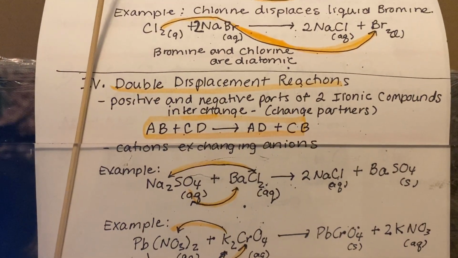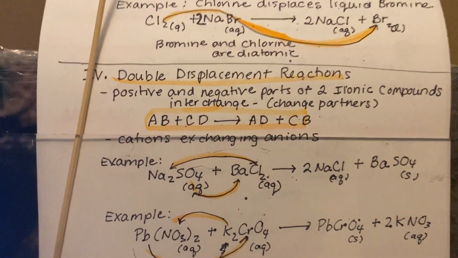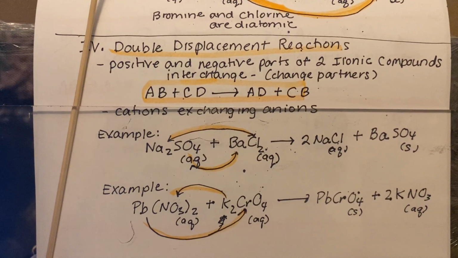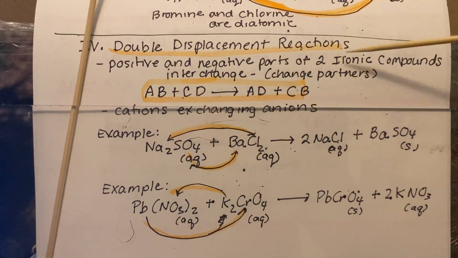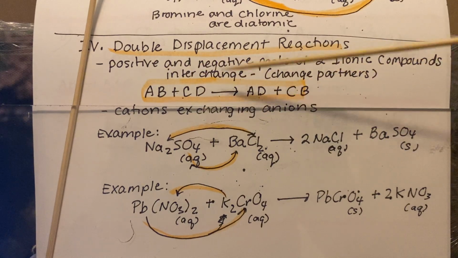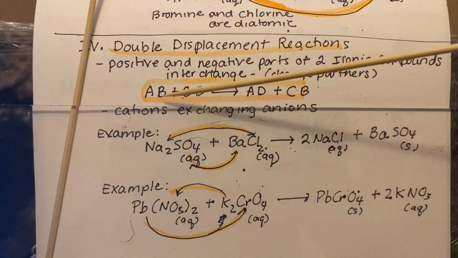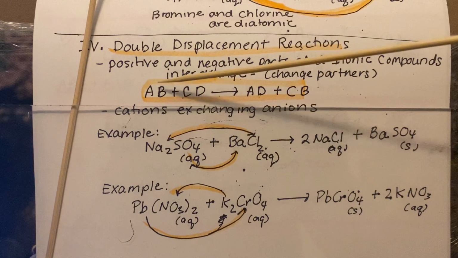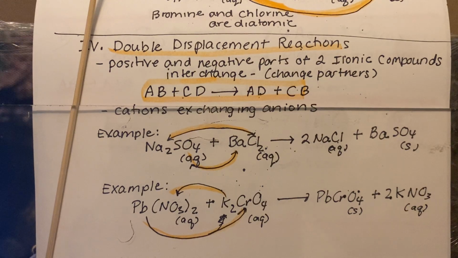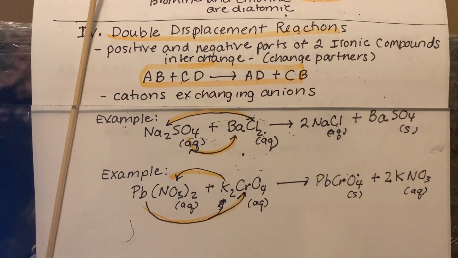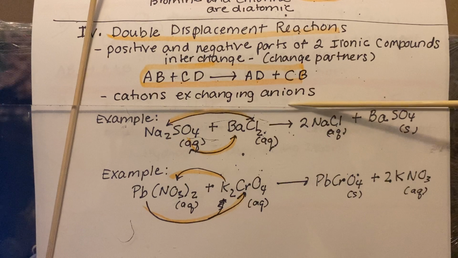Okay, the double displacement. I call the double displacement the do-si-do, like when you're playing square dances and you change partners. You'll have positive and negative ions in all of these different compounds, and they're basically holding each other together by electrons. Well, all of a sudden, the cations decide to exchange with the anions. So the cations exchange with the anions.